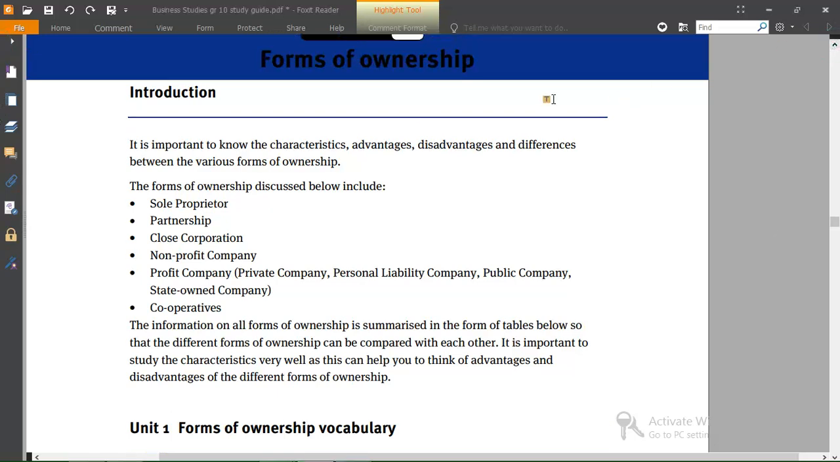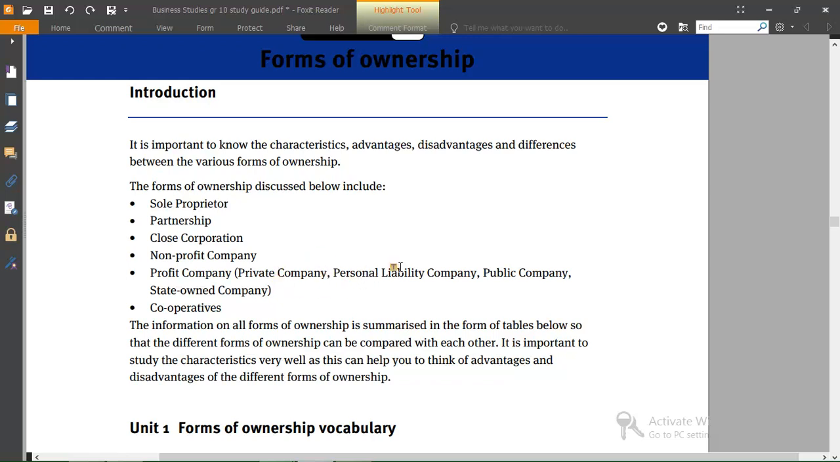Previously on the topic, we spoke about sole traders, partnerships, close corporations, and a bit of profit companies. Remember, under profit companies, we have 4 types: a private company, personal liability company, public company, and a state-owned company. Previously we spoke about a private company and a personal liability company, which are more or less the same.